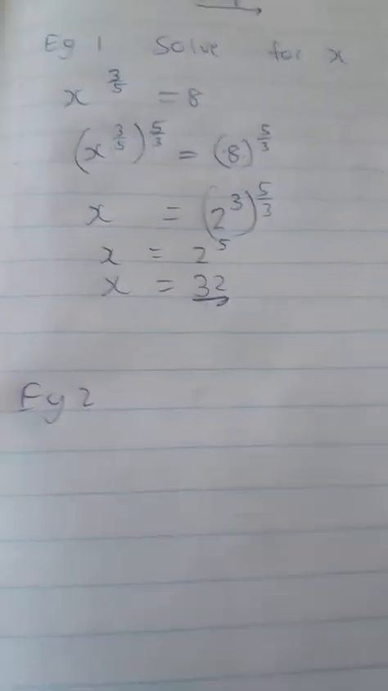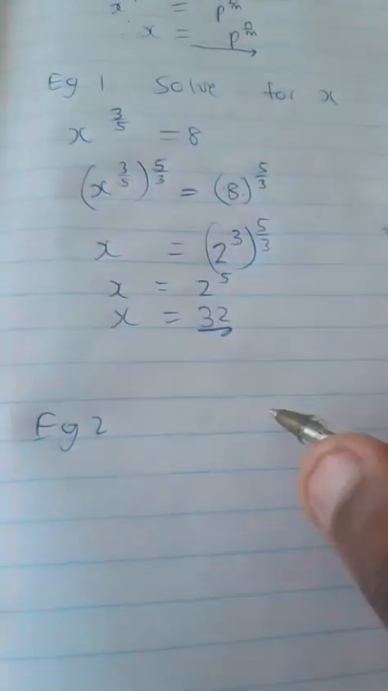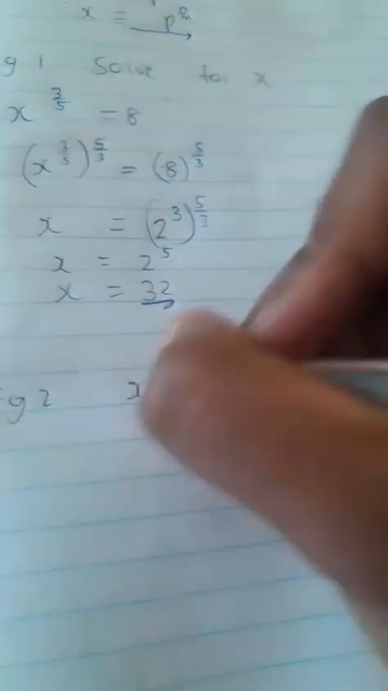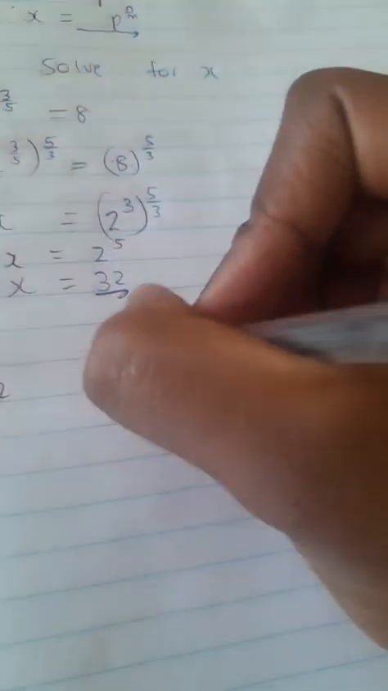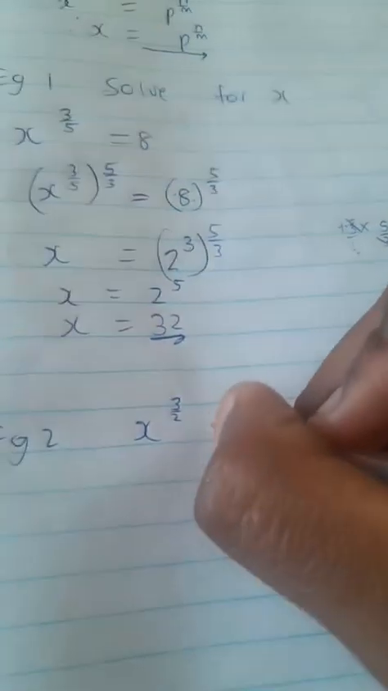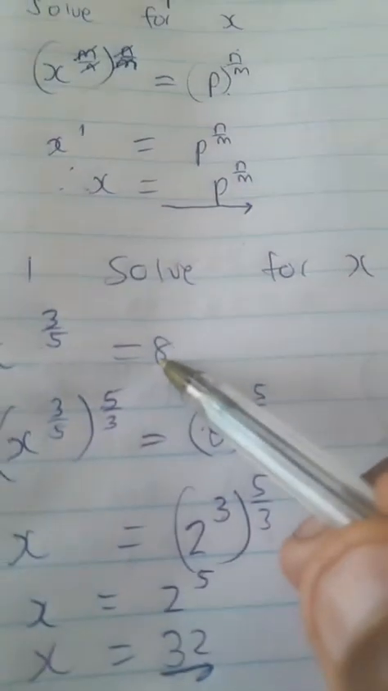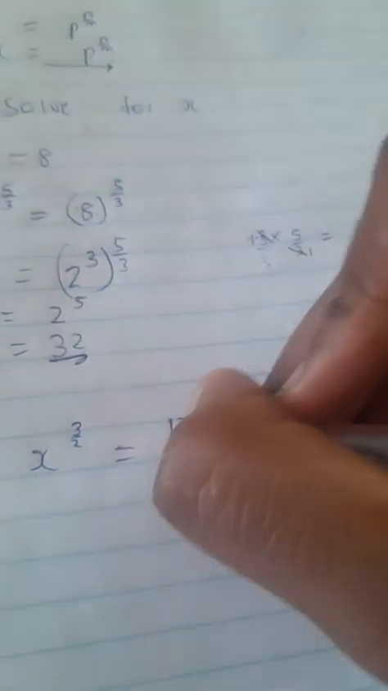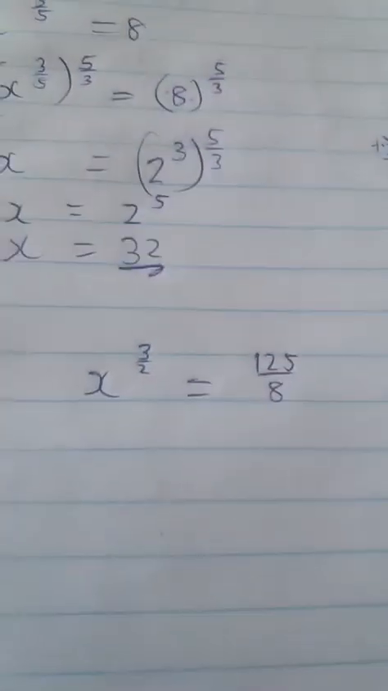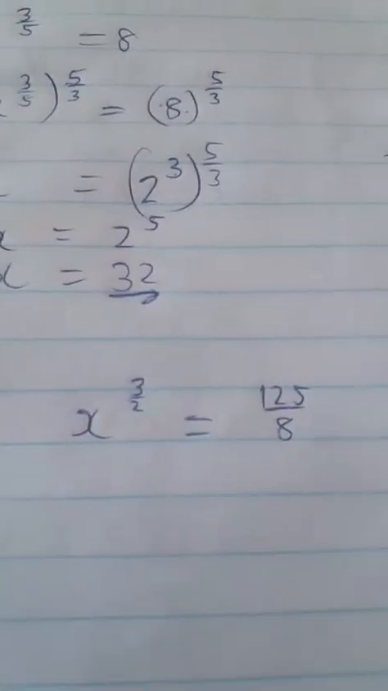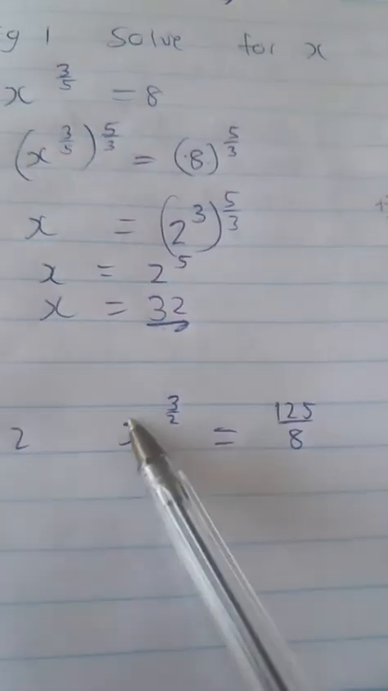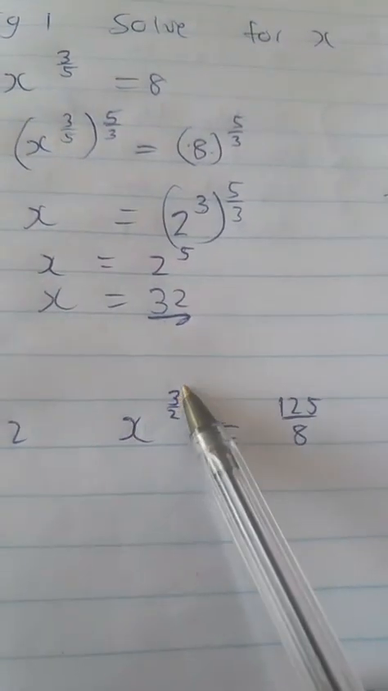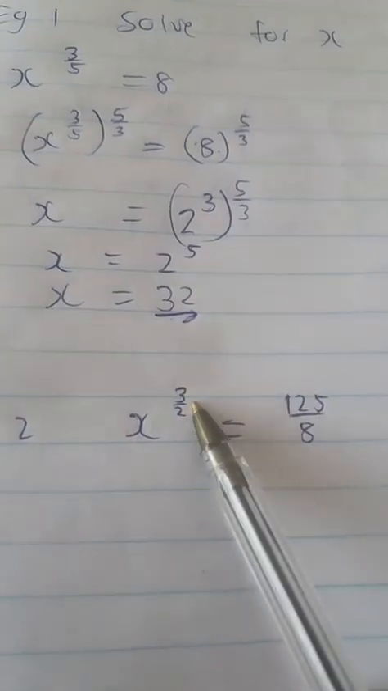All right, let's look at another example, example 2. Let's look at just a few examples to get a variety of things and to notice certain things. x to the power 3 over 2 is equal to, so instead of having just a numerical value, let's write a fraction, 125 over 8. Let's check this one out. What do we do here? Once again, the variable is isolated. It's raised to the power 3 over 2, which is a rational exponent.